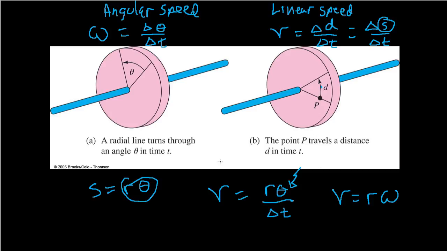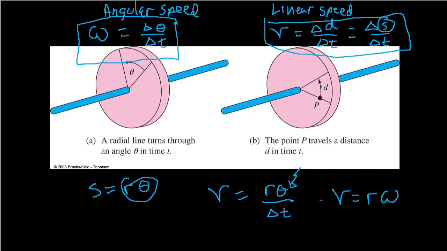So now we have three variables that can be measured when a circle is rotated around its center. The first is the angular speed. Second is the linear speed. And the third is the formula that connects the two. Linear speed is radius times the angular speed.